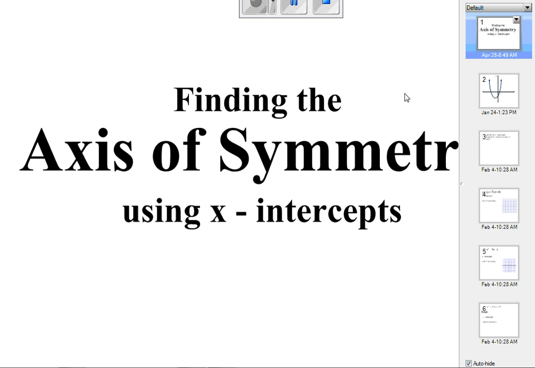Instruction to do that. At least I think you will. And we're going to use our x-intercepts. So we are going to turn the page.